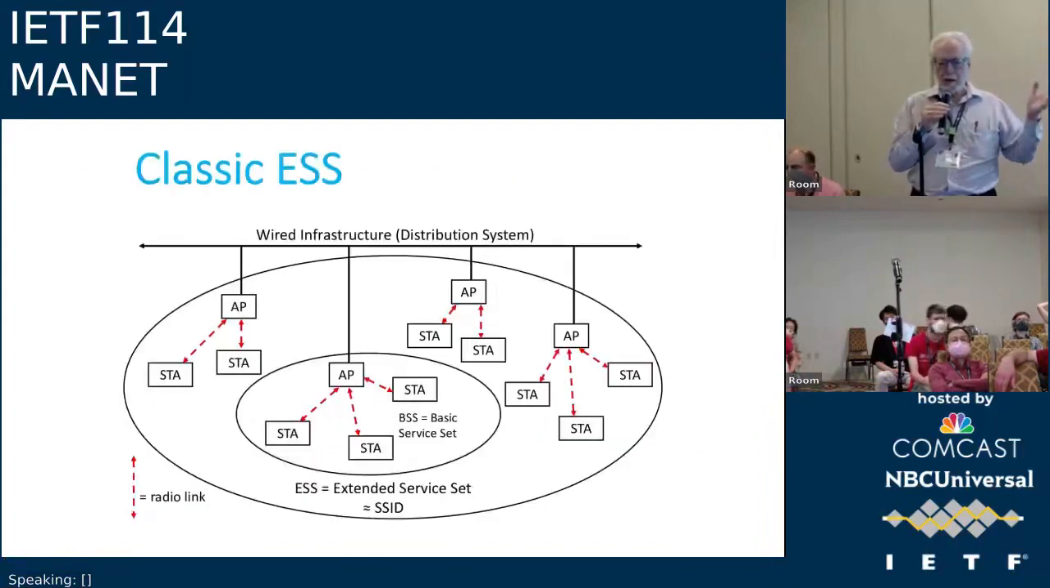So this is the classic infrastructure ESS. It's just called the distribution system in the standard. It's very vaguely described so that you can instantiate it in many different ways. Access points, stations associated with that. Extended service set is this whole thing where the stations can all talk to each other as if they were local to each other within the same SSID. Next slide.